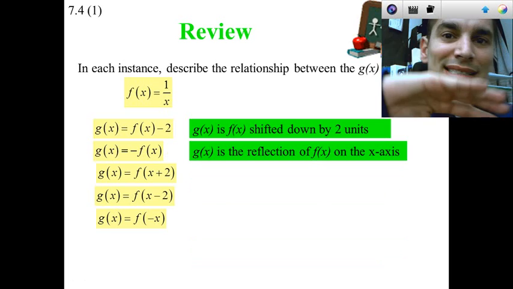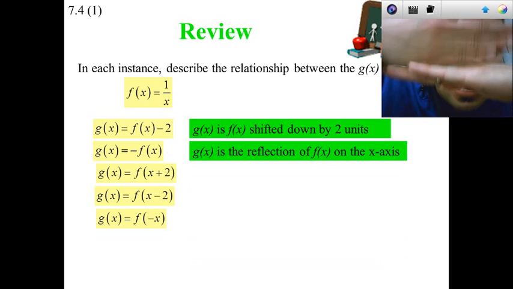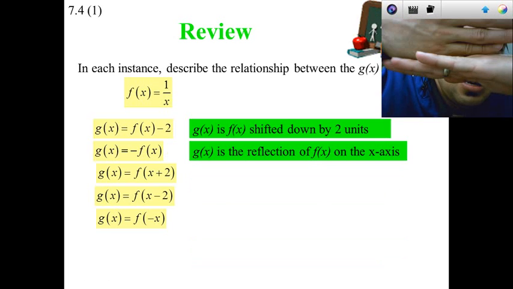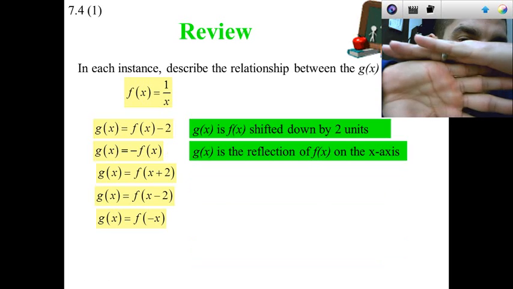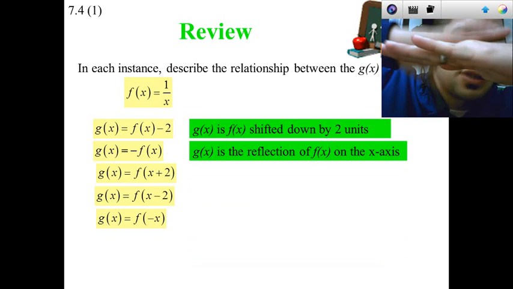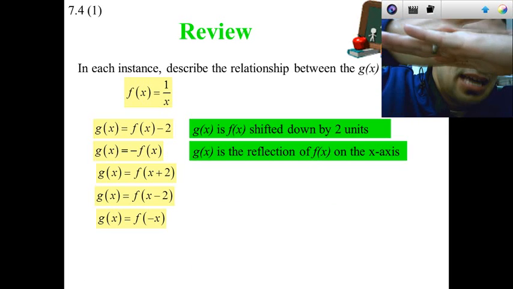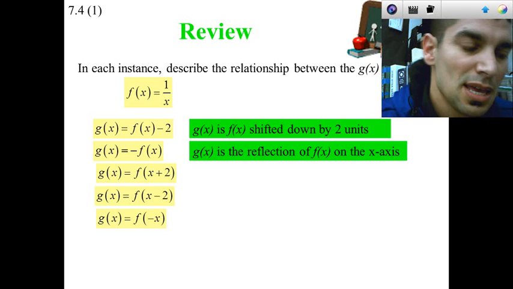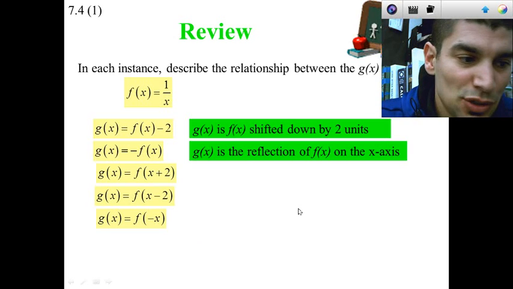Okay? And then we have x plus 2, which means it's going to shift the graph to the left by 2 units. x minus 2, since it's inside the function, is going to shift it to the right by 2 units.